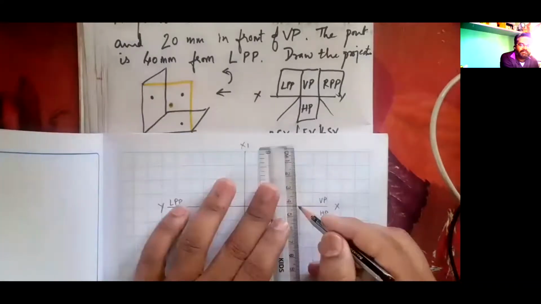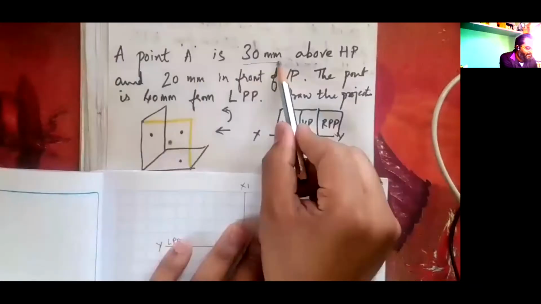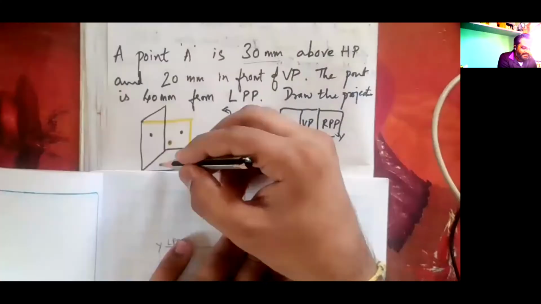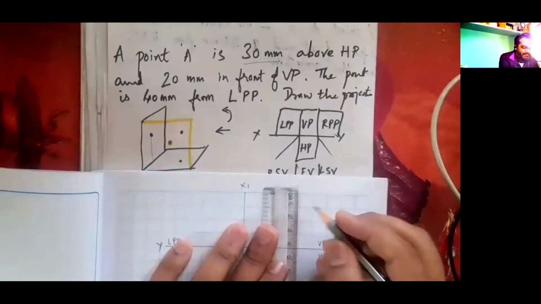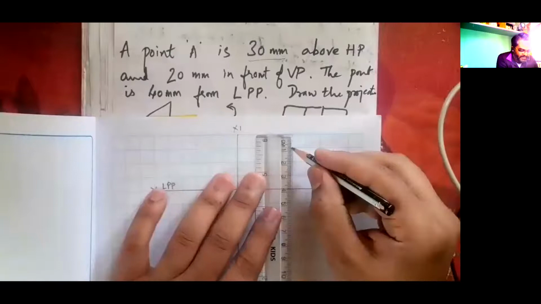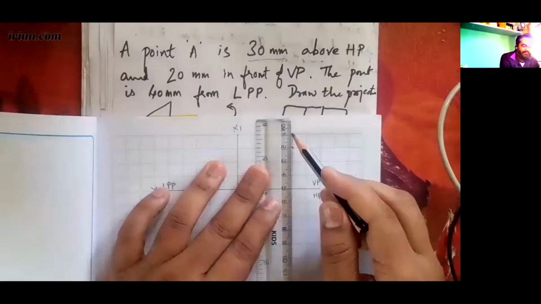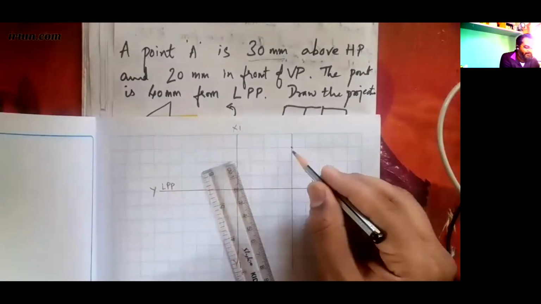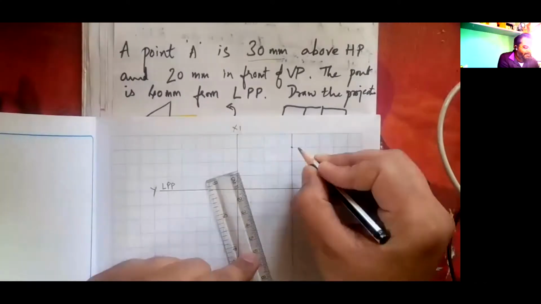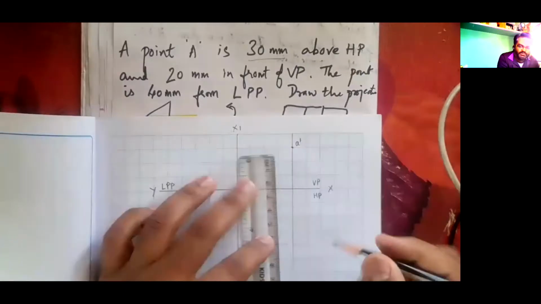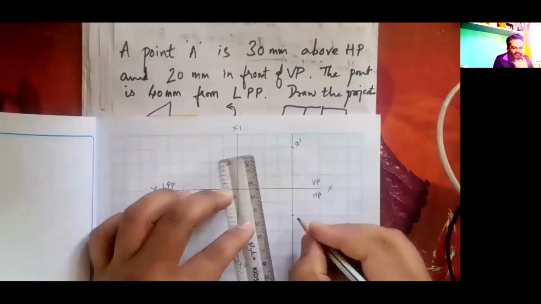Where is it going to lie? 30 mm above HP. See, above HP 30 mm will be represented on the vertical plane. So here, three boxes directly. I am marking a point here. So this is the 40 mm line. I'm just drawing a thin line at 40 mm. So 30 mm above the XY line, I have marked the front view and named this front view as A dash, and 20 mm in front of VP. So 20 mm is two boxes. I have drawn two boxes and named it as capital P for two boxes.